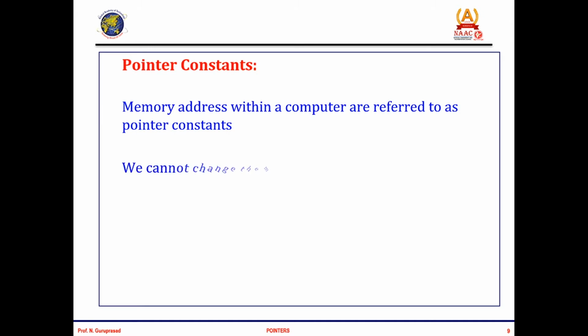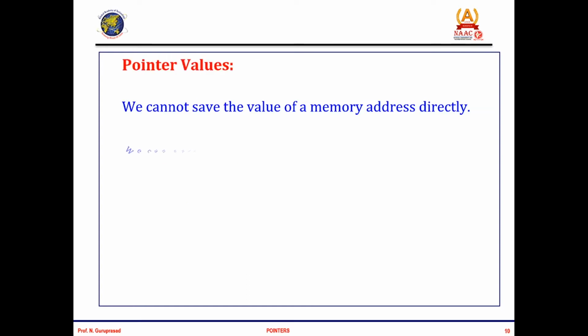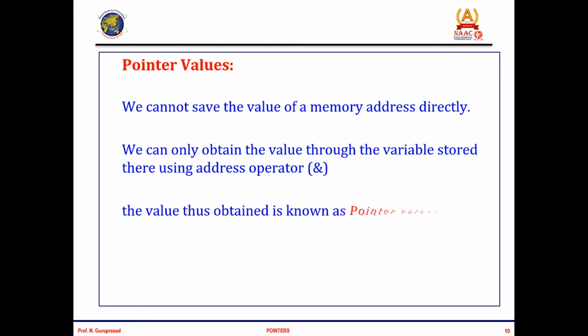Now, what are pointer constants? Memory addresses within a computer are referred to as pointer constants. We cannot change them, because they are like house numbers. Next, pointer values. We cannot save the value of a memory address directly. We can only obtain the value through the variable stored there using the ampersand operator, which we call the address operator. The value that we obtain through that is known as a pointer value.